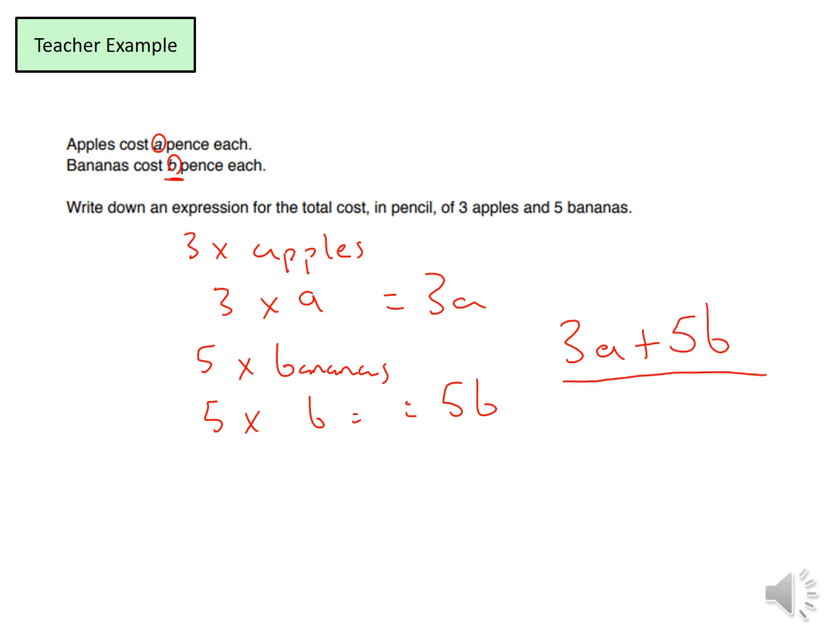I am not trying to work out what A represents. I am not trying to work out what B represents. I am forming an expression that would work that out. If I knew how much apples cost and how much bananas cost, I can easily work out using this expression how much 3 apples and 5 bananas would cost.